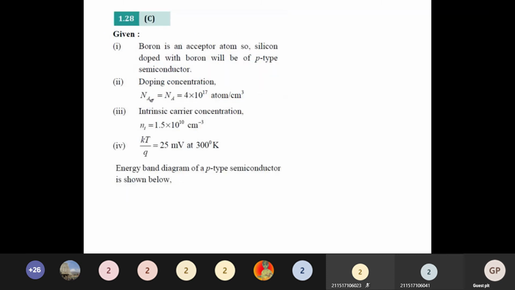Okay, so here boron is there. Boron means it is an acceptor atom. So the silicon material is a P type material, that we can conclude. And then the doping concentration, boron doping concentration they have given. So acceptor atom Na is equal to 4 into 10 to the power 17. After that, the intrinsic concentration also they have given, and kT by q also given. And then they're asking about the energy band diagram.